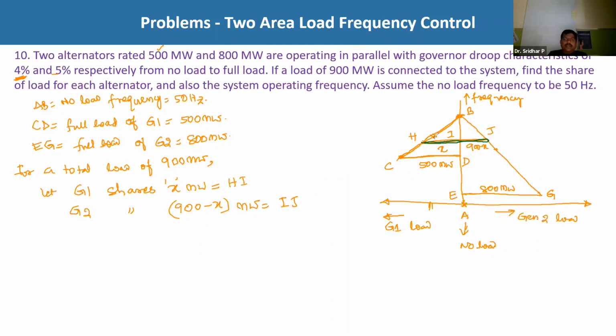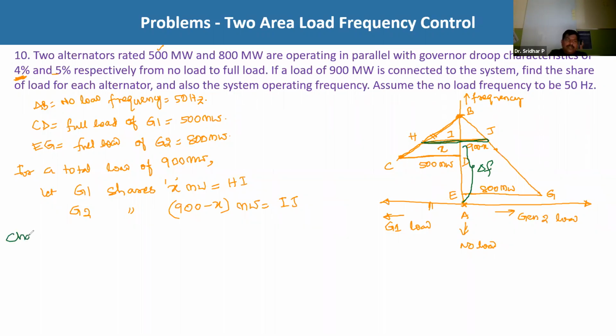So what is being asked now: for this particular 900 megawatt load, whatever the system change in frequency, also the system operating frequency. That is nothing but from here to here, the operating frequency or change in the frequency. Let me assume that the change in frequency is delta f, and x. So how many parameters do you have to find out? x you have to calculate, delta f you have to calculate, and 900 minus x also we have to calculate.